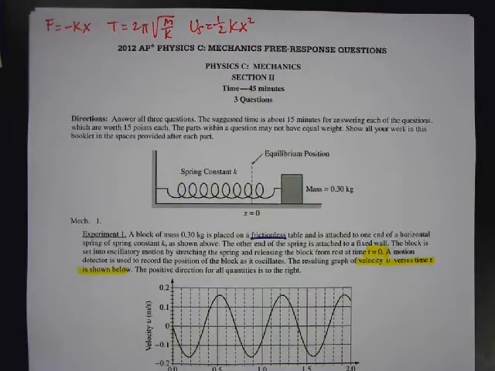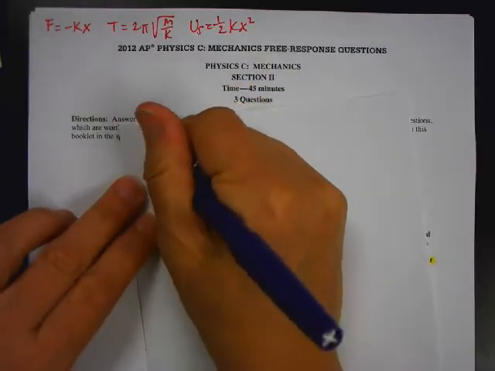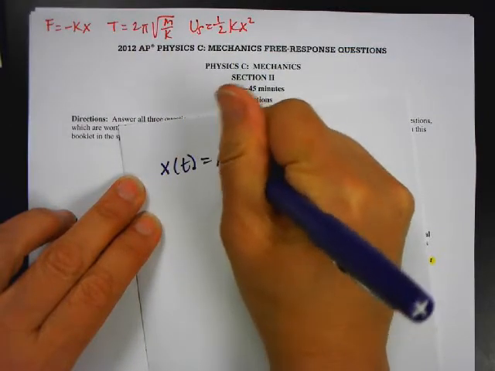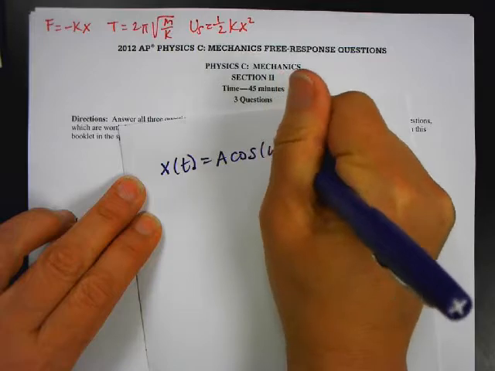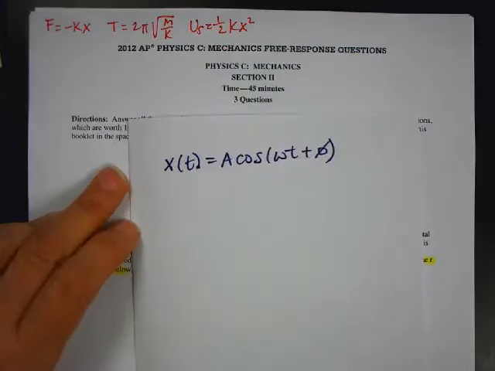Okay, so first of all, when we studied this, this is simple harmonic motion. And we know a couple of things. We know the position as a function of time is equal to A cosine of omega t plus the phase constant.